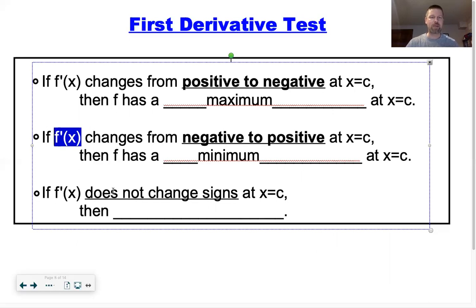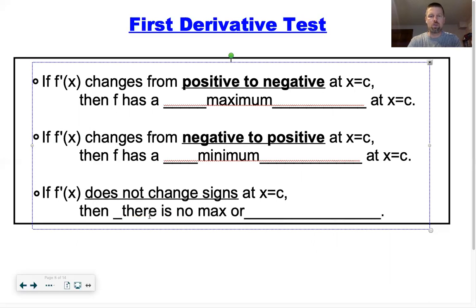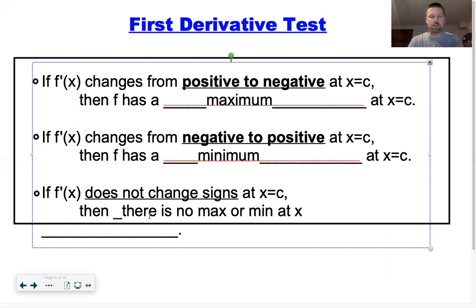Same thing here. If f prime does not change signs at C, if it was positive and it's still positive or anything else, then there is no maximum or minimum at C. There is no max or min at x equals C.